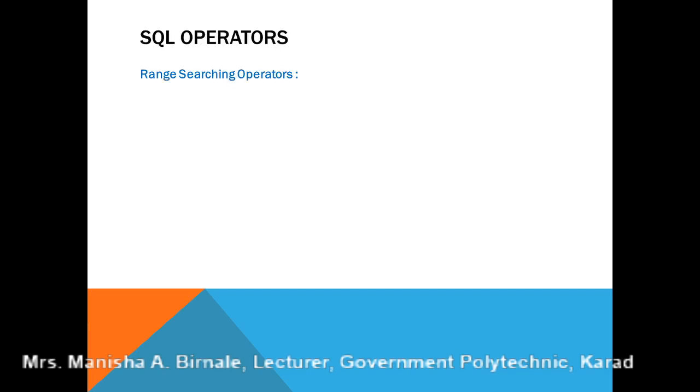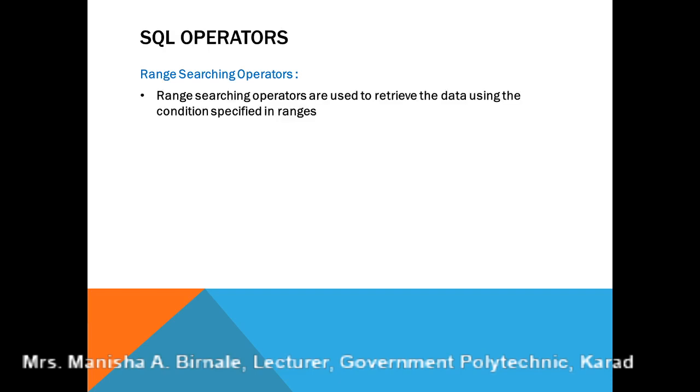So let us see range searching operators. Range searching operators are used to retrieve the data using the condition specified in ranges. So if you want to select records from the table and the condition is specified in ranges, then you have to use range searching operators. For example, you want to display information of students whose marks are in the range 70 to 90. So here you can use a range searching operator.